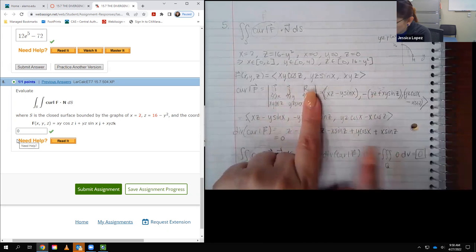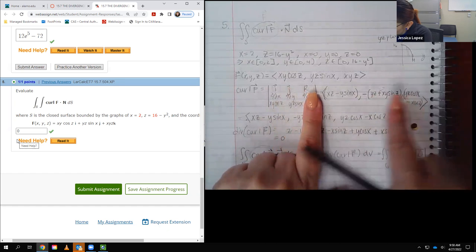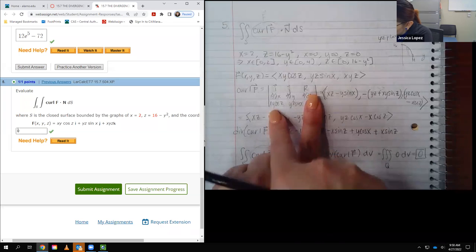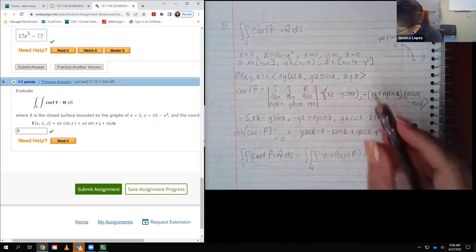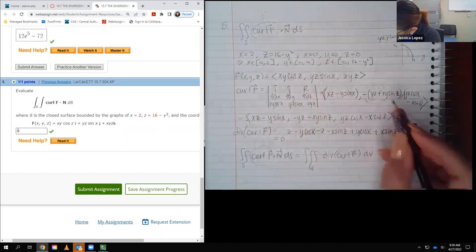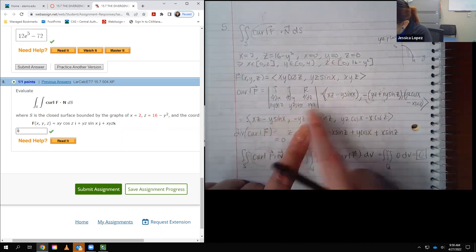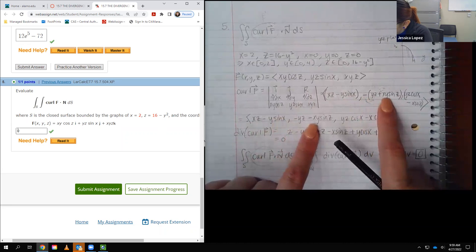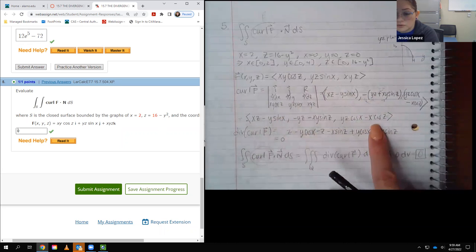Then finally, the last one. So d/dx of this is just yz times cosine of x. d/dy of this is just negative x, or minus, and then x cosine of z. So then this negative distributes here. So I have these two terms in the x component, or the first component. I have negative yz minus this in the second component. And then I have these two terms in my third component.